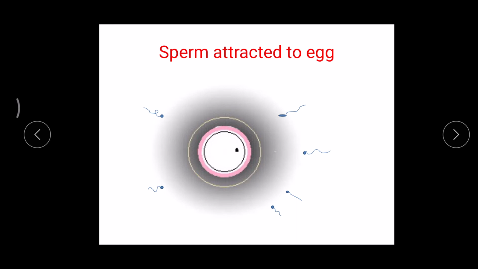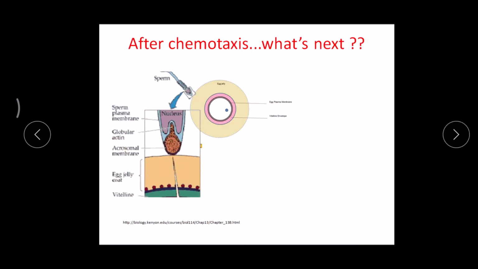species-specific binding, and the acrosomal reaction also makes a path through the egg jelly here. The acrosomal protein mediating this recognition in sea urchin is an insoluble protein called bindin.